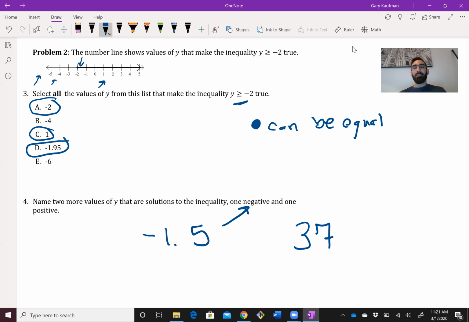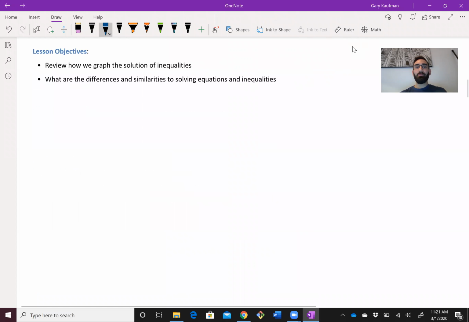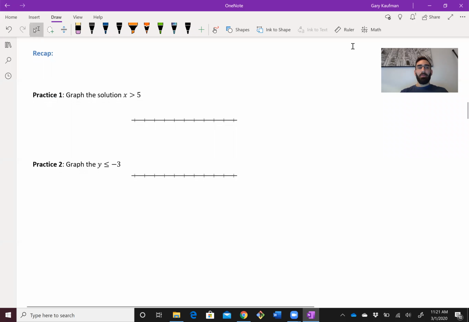Okay, so let's go on to the objectives for today. Our 2 objectives are to review how we graph the solution of inequalities. We just started doing that a little bit with closed and open circles. And then we're going to look at what are the differences and similarities to solving equations and inequalities. So let's go on. So here's our recap.